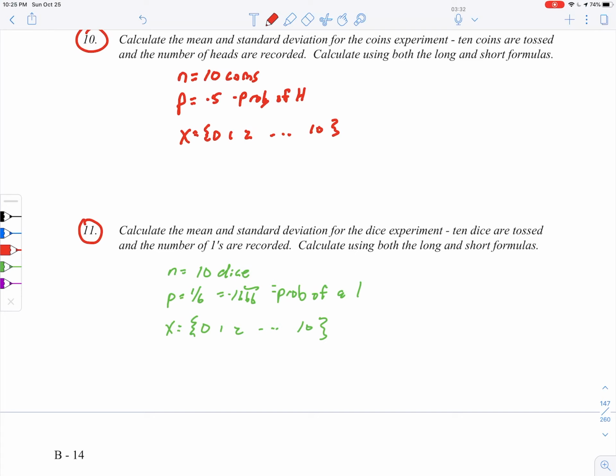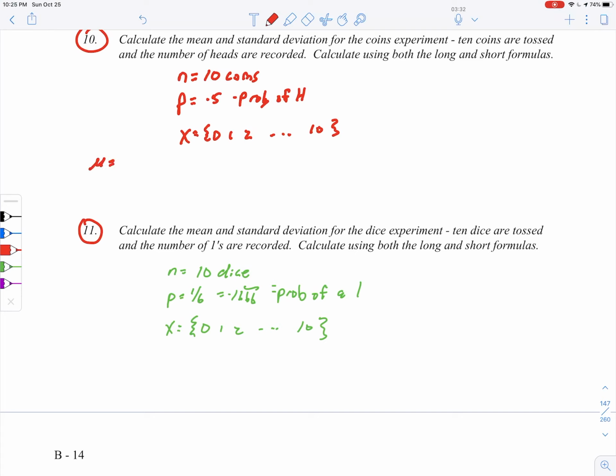So let me go back to number 10 here and say that for the mean, that's equal to the sum of the x's times the p of x's. So that's going to be 0 times, and I need to just go back to the table here for a minute so I can pull out those numbers, 0.0010. So I'm just getting those numbers out of the table, times 1 times 0.0098, and we go all the way up to the last one, which is 10 times 0.0010. This is a symmetric distribution, so we're back down to 0.0010, and that just comes to 5.